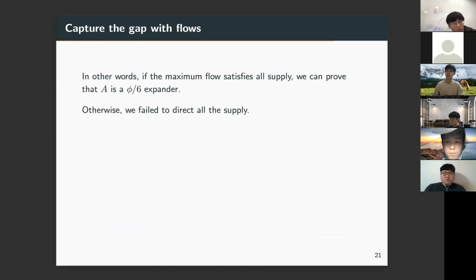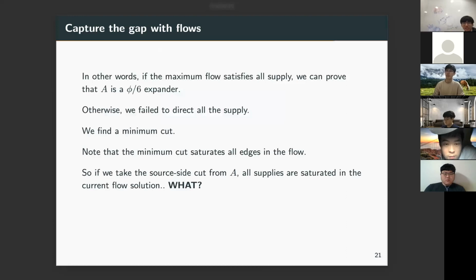So in other words, by contraposition, if the maximum flow satisfies all supply, we can prove that A is a phi divided by 6 expander. Otherwise, we fail to direct all the supply. So here we do a funny thing. We now have a notion that if a maximum flow satisfies all supply, then A is a phi divided by 6 expander. Then what you do is this: you have a source and you have a sink.